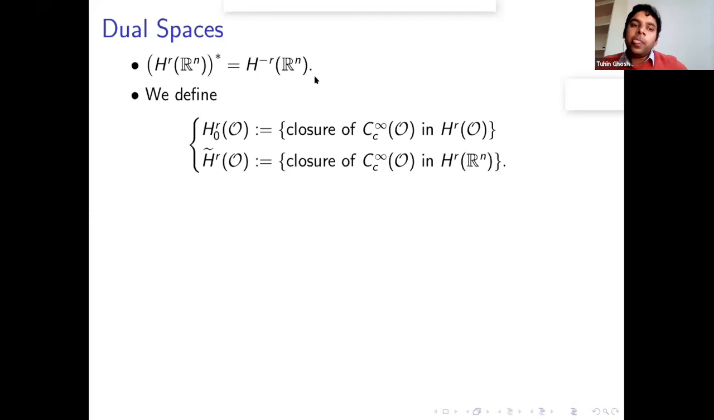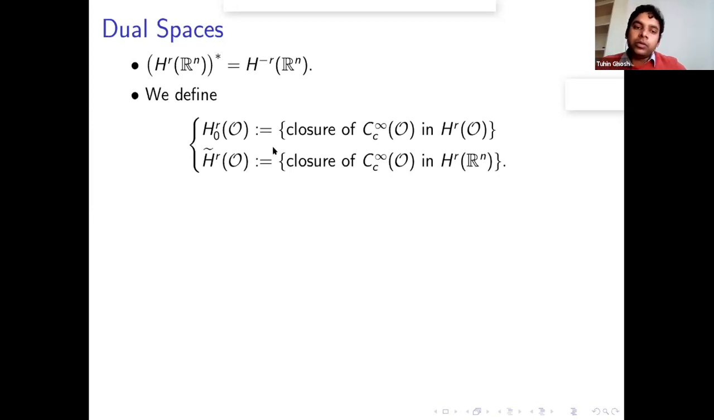That's very simple. Now it's a little bit complicated when you want to do it for H^s(O), and it's kind of counterintuitive in some sense. So there are two spaces. Just take a careful look, because we have defined two spaces.